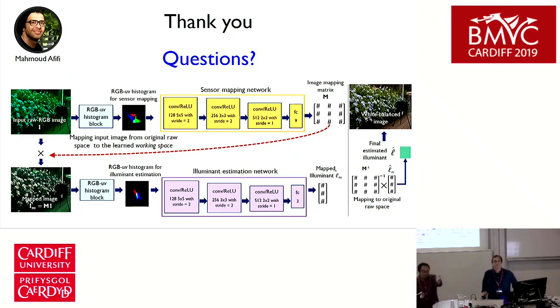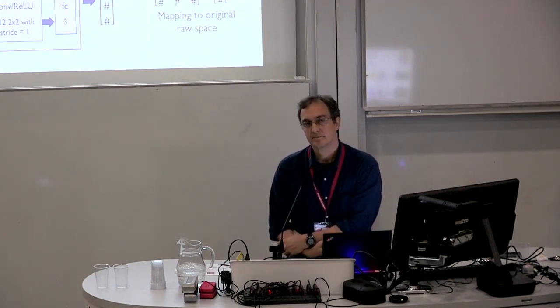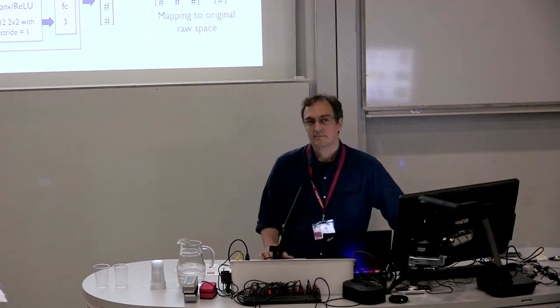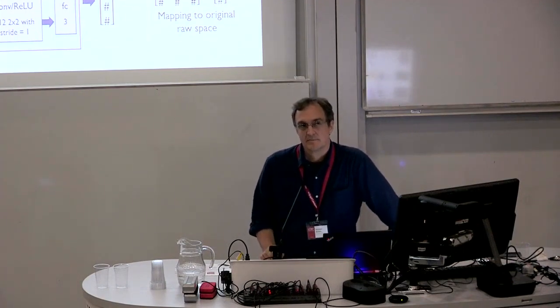Questions? I had a question regarding the matrix of 9 numbers. They're trying to, in a sense, make the image sensor independent, right? You can think of those 9 numbers as a color mapping: a 3x3 mapping applied to each RGB that brings all the raw images into the same space. So did he observe that, given the same scene with 2 different sensors, after applying that matrix, the 2 mapped images were the same?